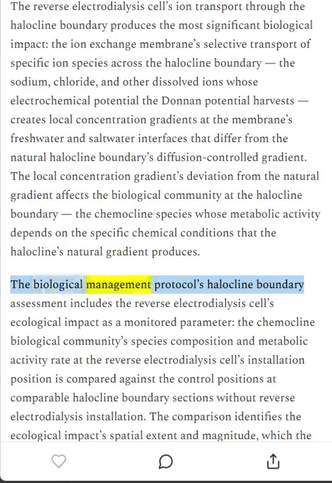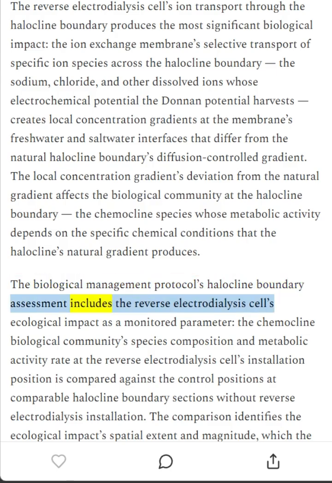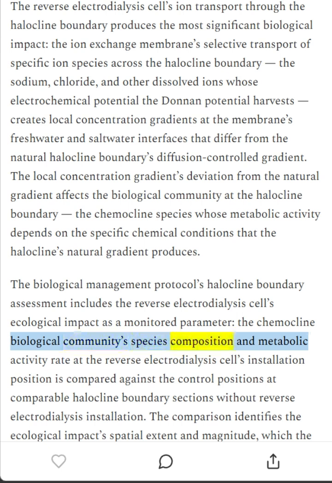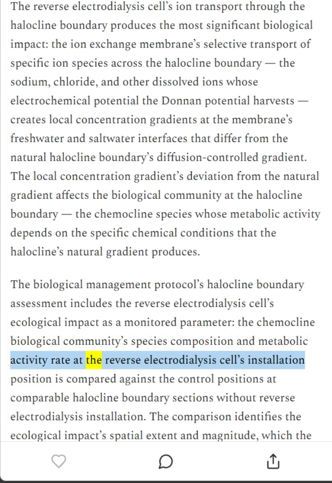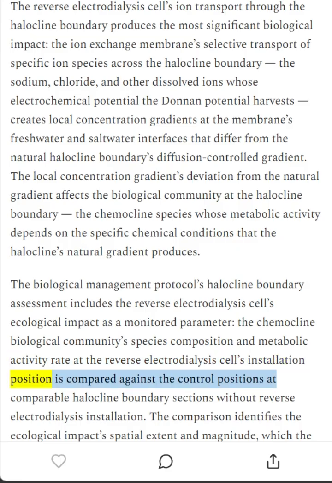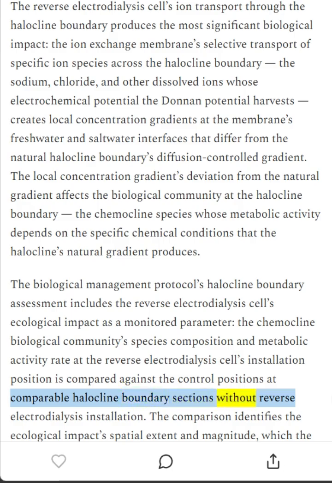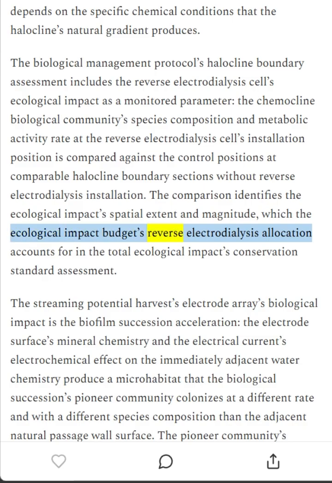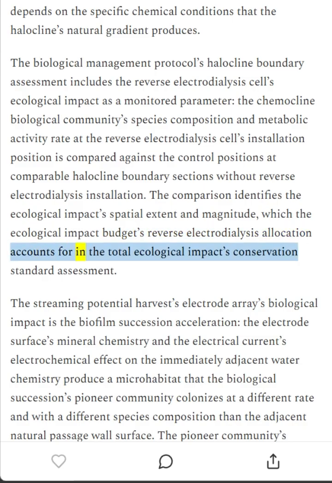The Biological Management Protocol's halocline boundary assessment includes the reverse electrodialysis cell's ecological impact as a monitored parameter. The chemocline biological community's species composition and metabolic activity rate at the reverse electrodialysis cell's installation position is compared against the control positions at comparable halocline boundary sections without reverse electrodialysis installation. The comparison identifies the ecological impact's spatial extent and magnitude, which the ecological impact budget's reverse electrodialysis allocation accounts for in the total ecological impacts conservation standard assessment.